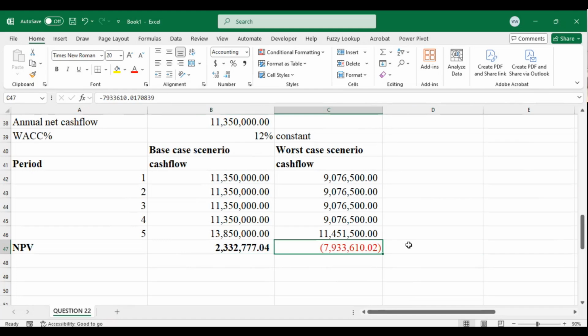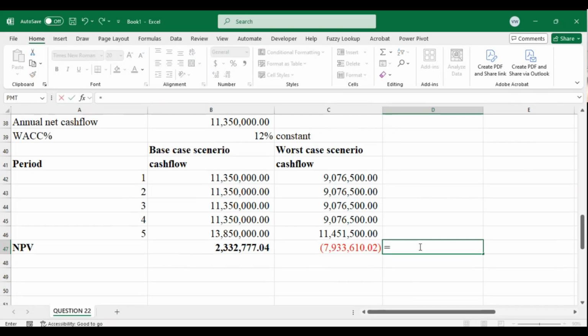and the NPV in the best case, which is the normal scenario. So we can decide to show the change in NPV and say that the change in NPV will be given by the new NPV in the worst case scenario minus the best case NPV. I can also divide by the original NPV. So let me use bracket and say open bracket.